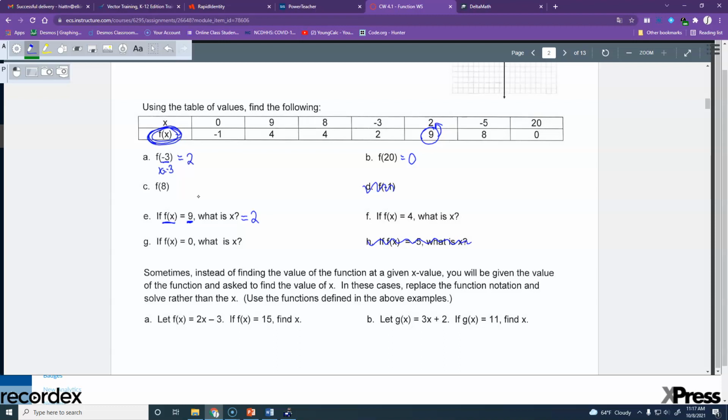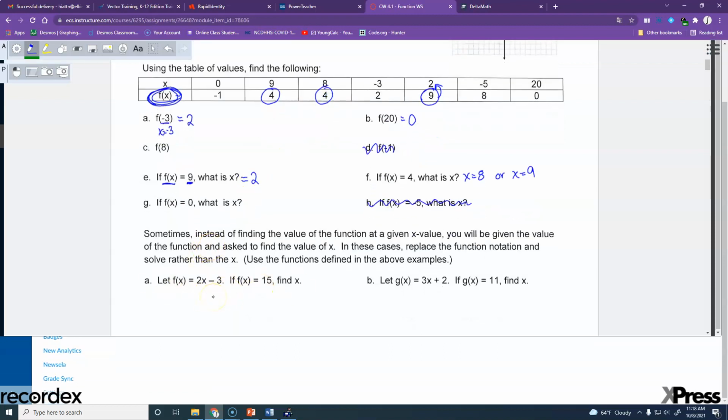All right, so Easton, if f of x equals 4, what is x? 8 or 9, right? Because you got 4 in 2 places right here, so x equals 8 or x equals 9. So it could be either one there. All right, so let's look at the last few here. We're going to do one of these also.